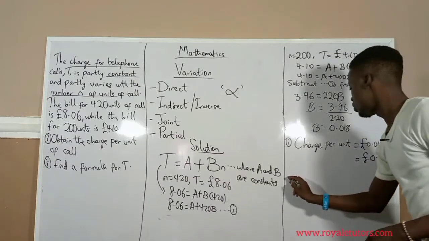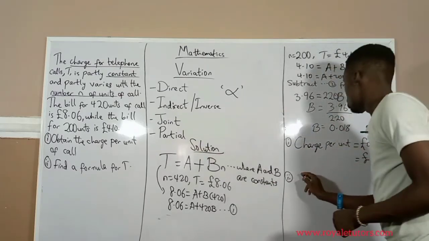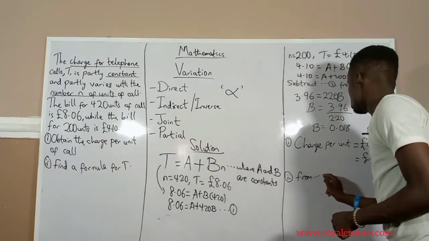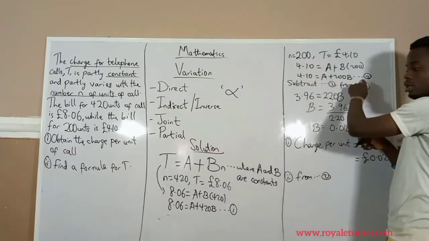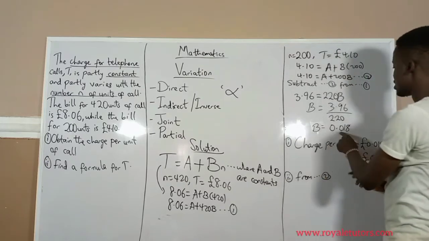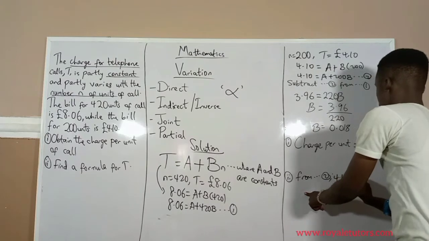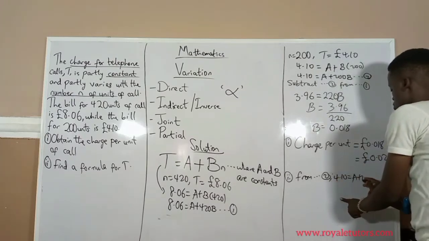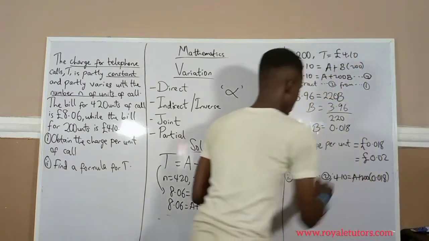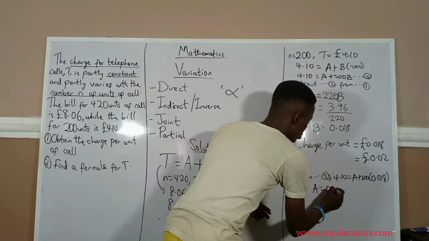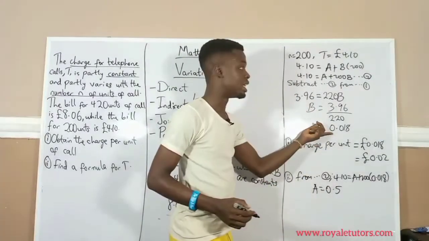So the second one, before we can get the formula for T, we need to find what the value of A is. So go back to equation 2. From equation 2, we have 4.10 equals A plus 200B. So all you need to do is just to substitute B into this place. We have 4.10 is equal to A plus 200 into bracket 0.018. So if you solve this very well, you have your A to be equal to 0.5. So we have A to be 0.5, we have B to be 0.018.